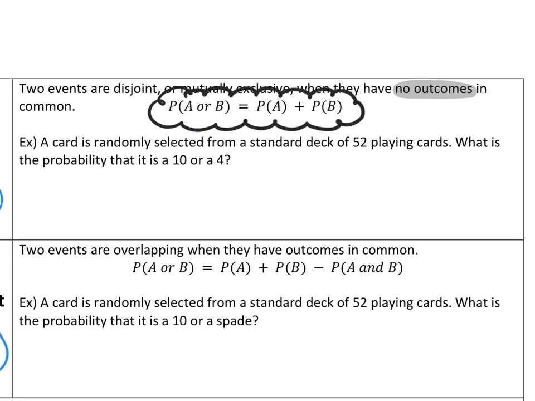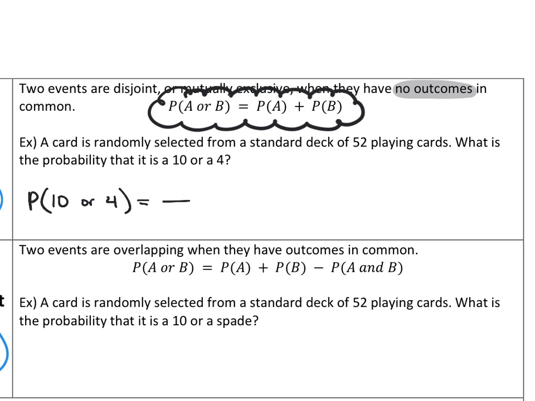All right. A card is randomly selected from a standard deck of 52 playing cards. So regular set of playing cards. What is the probability that it is a 10 or a 4? The reason this is a disjoint event is, is it possible at all for you to grab a card and it is both a 10 and a 4 at the same time? One card. No, it only has one number on it, correct? So these are disjoint events. So if we're finding the probability that we get a 10 or a 4, we calculate their probabilities separately and go about our business.